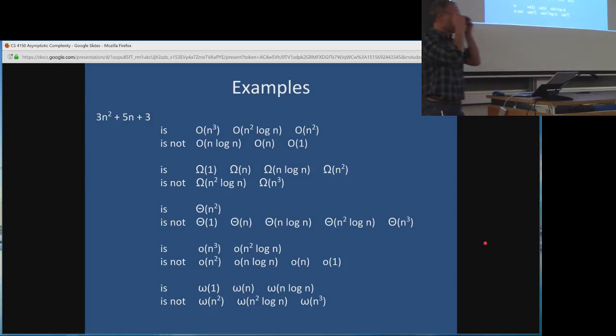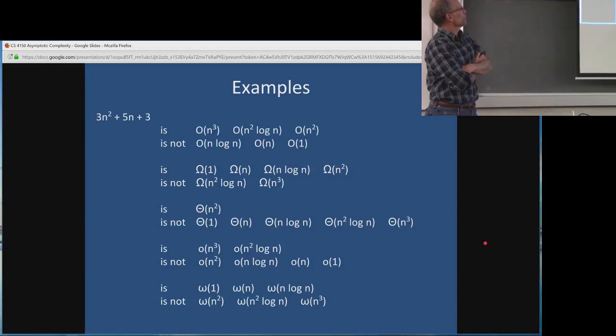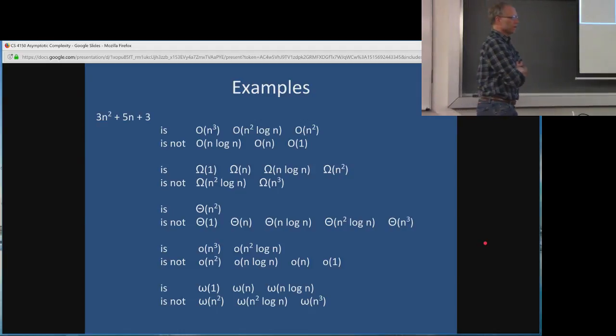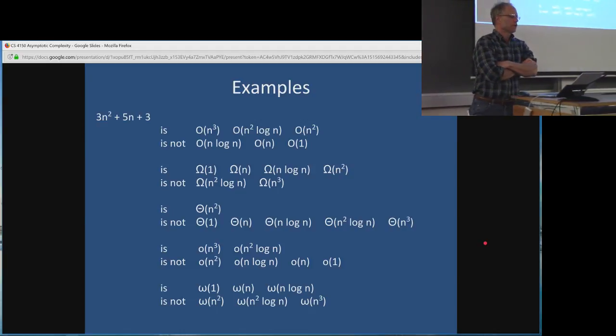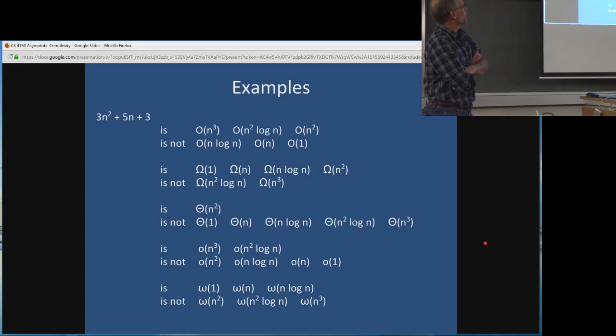So let's just do, in the few minutes we have left, let's do this. There's your function, 3n squared plus 5n plus 3. What's true? I'm asking what is true. If you have any questions, you can ask. It's O of n cubed.